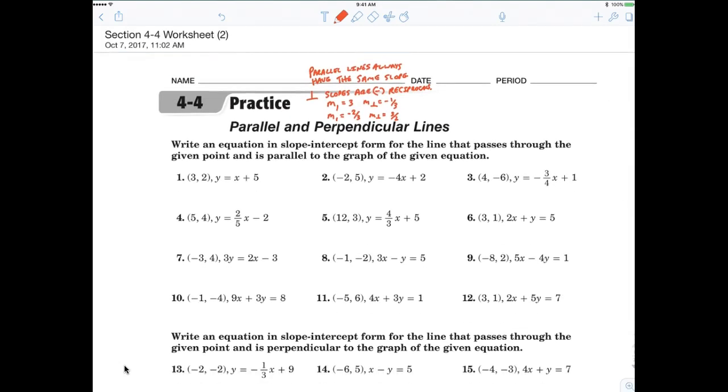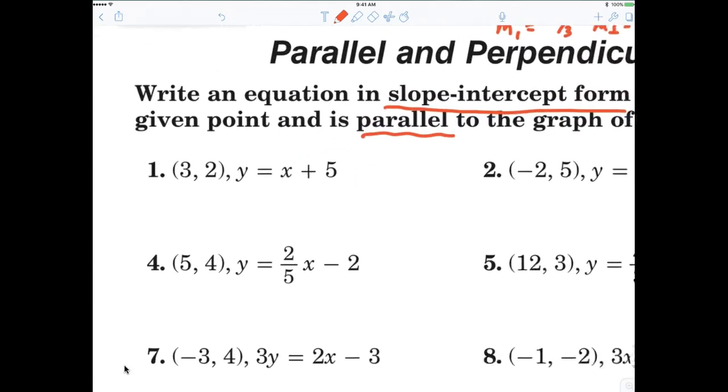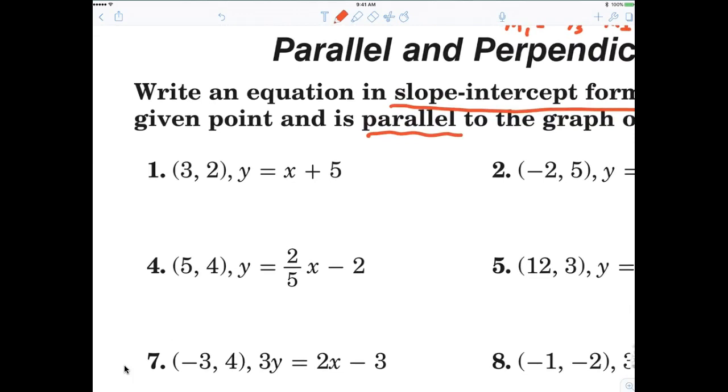Alright, now let's get back to question number 1. Question number 1 says, write an equation in slope-intercept form, which is important, for the line that passes through the given point and is parallel. Now what I want to do is look over here and I want you to see that the slope of the line is equal to 1. Since we're doing parallel, the slope of the parallel line would also equal 1.